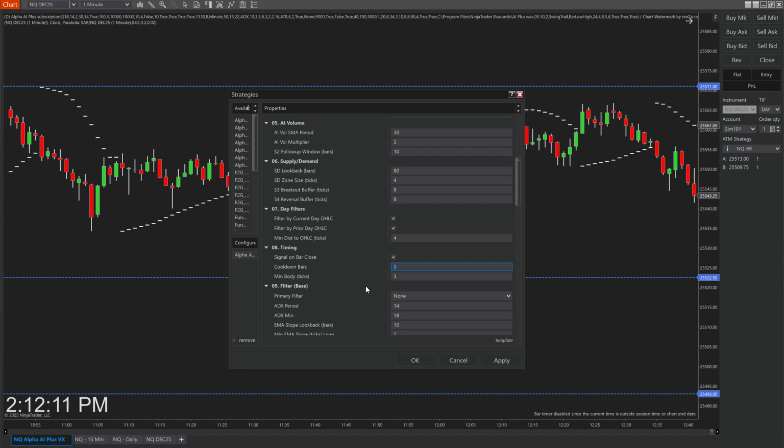And then we have the minimum body ticks, which is 3 ticks, which means if you have a bar with 3 ticks or less, which is a very small bar, it's not going to be considered for signals. And also there is another update we will add to the system very soon.